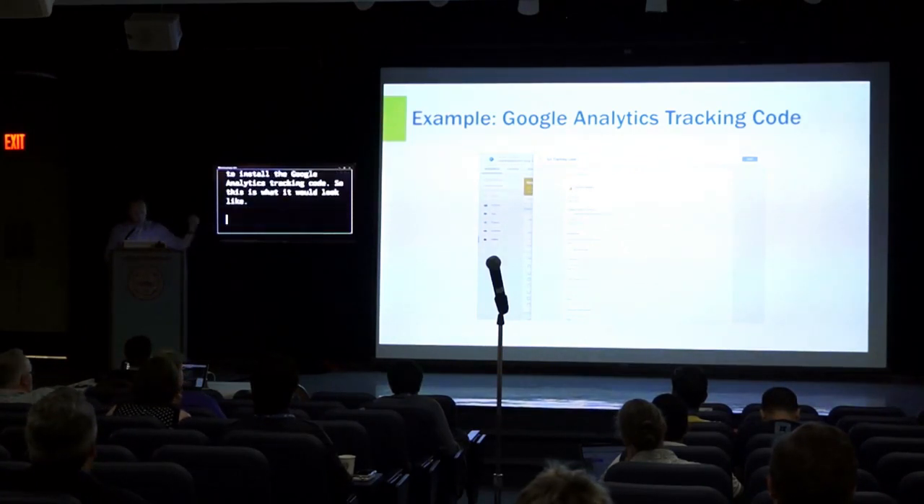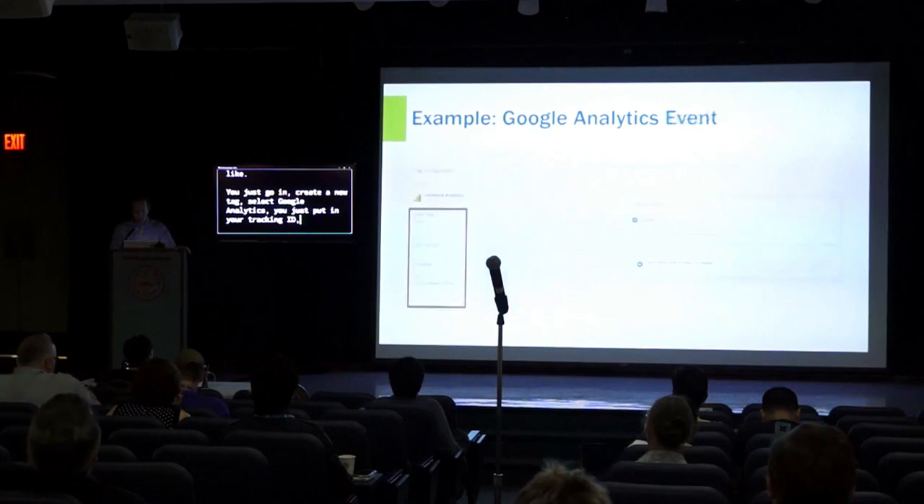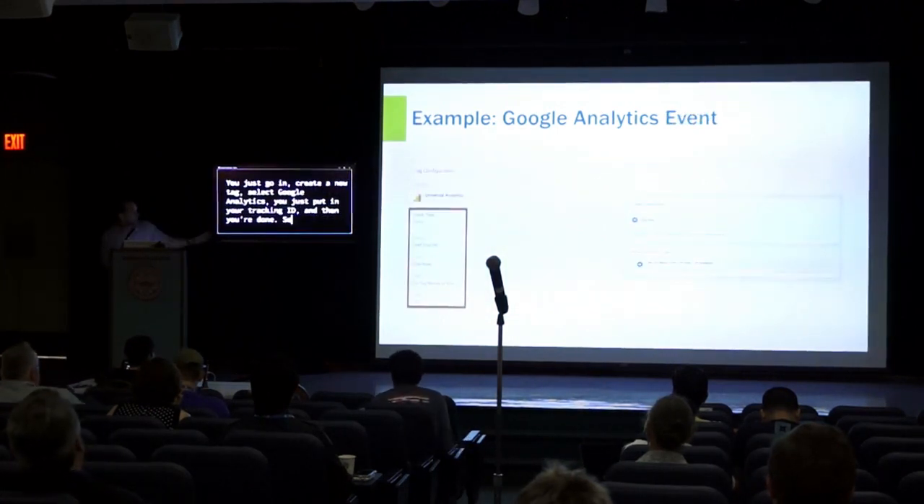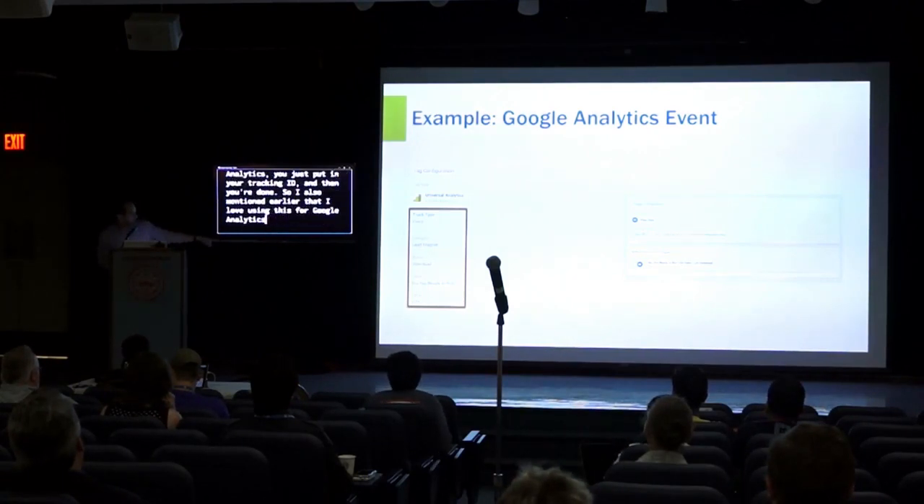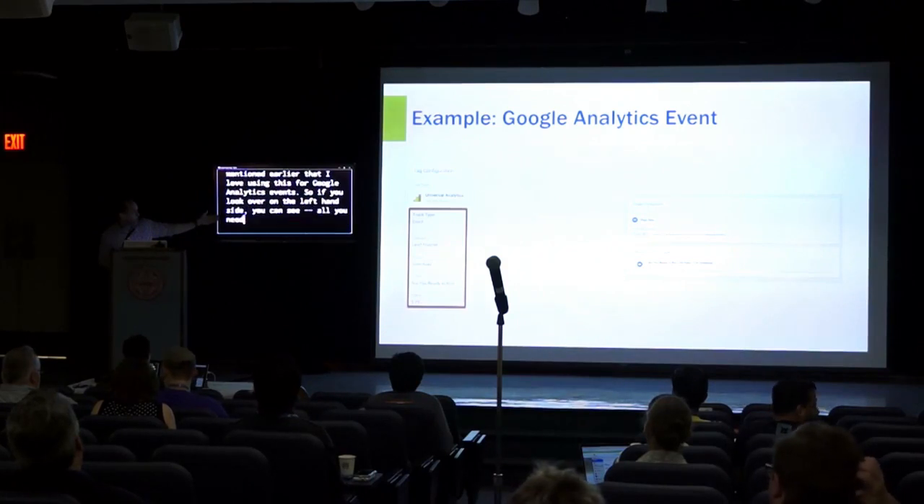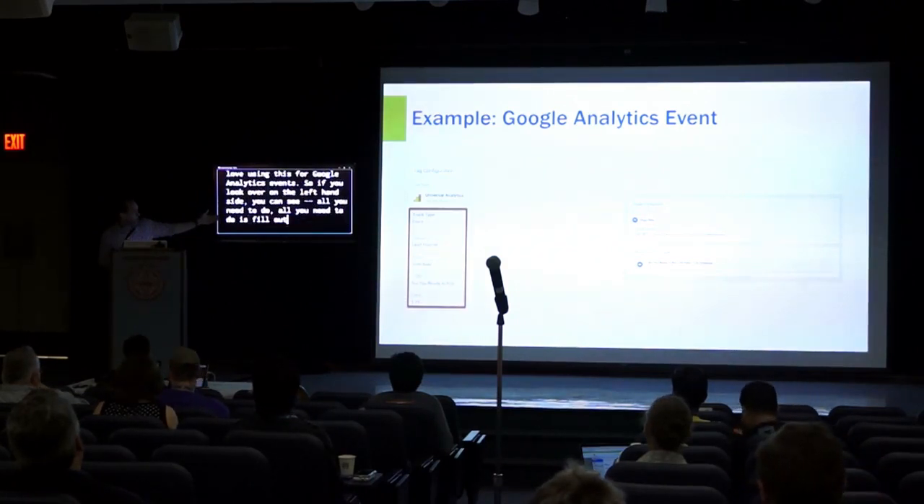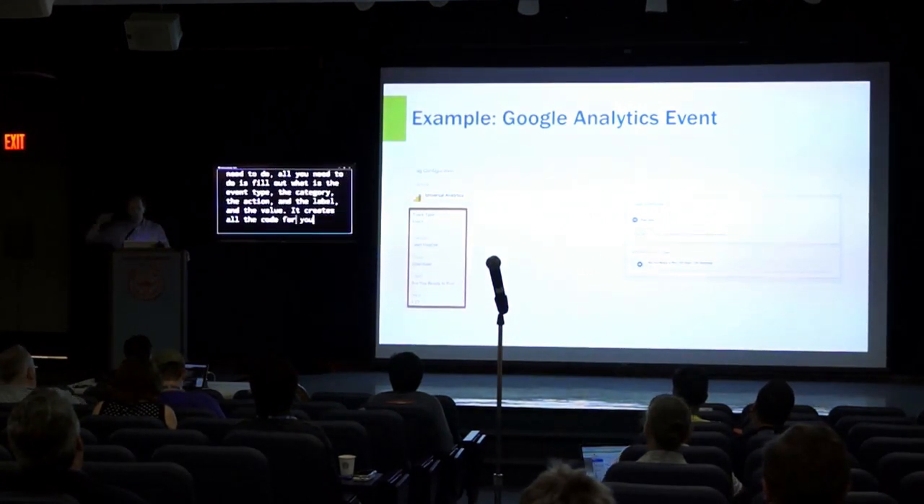You just go in, create a new tag, select Google Analytics, you just put in your tracking ID, and then you're done. So I also mentioned earlier that I love using this for Google Analytics events. So if you look over on the left-hand side, you can see all you need to do is fill out what is the event type, the category, the action, and the label, and the value. It creates all the code for you. When that action is triggered on your website, it automatically raises that event in Google Analytics.